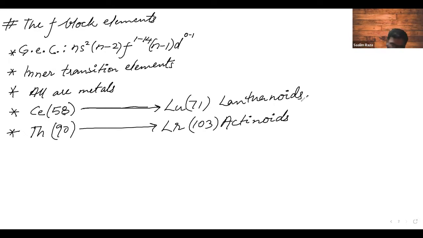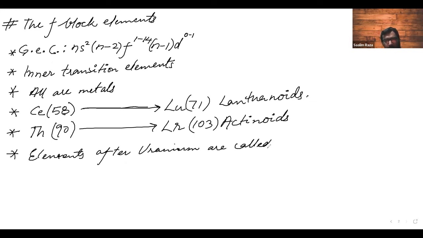The last thing that you have to know: the elements after uranium are called transuranium elements.